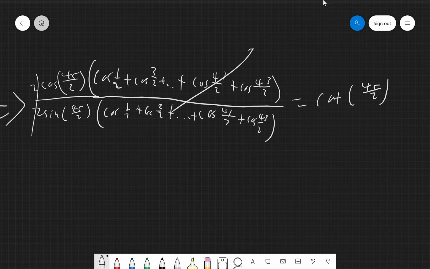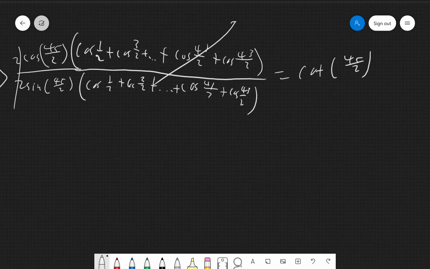Are we done? No, we're not. We can't really put that as an answer. So let's evaluate that. That is equal to 1 over the tangent of 45 over 2. When I have reciprocal trig functions, I like to convert them to normal trig functions. Tangent we can convert to sine and cosine, and then we can do the half-angle identities. But we're not going to do that. We're going to do the half-angle identity for tangent. I don't think I really covered that, so in fact, I'm just going to do it now.